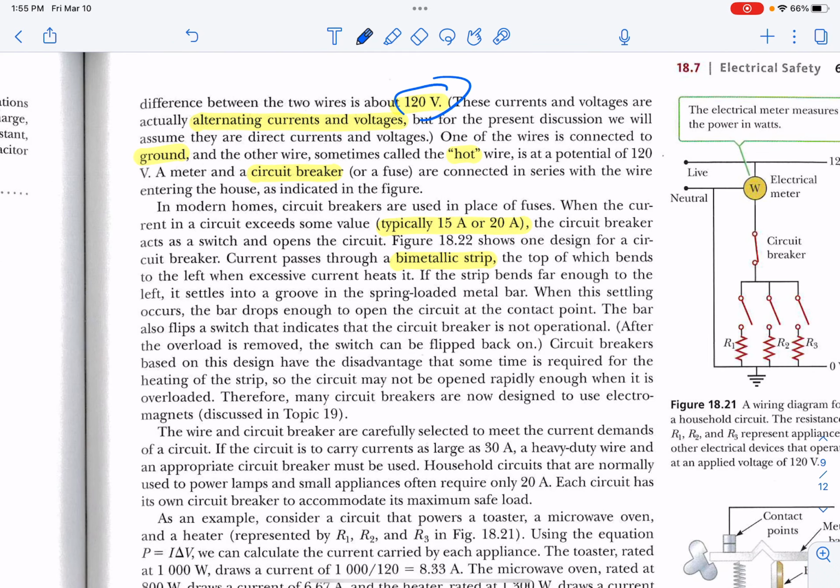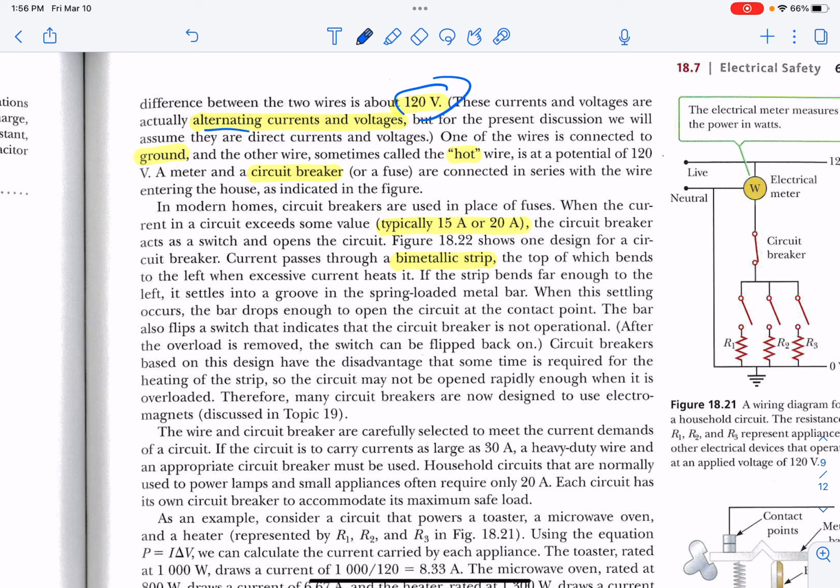You should know that typical voltage fluctuates between 110 and 120 volts. We can use 120 as ordinary voltage in the house. Of course, it's alternating, but we're going to treat it as if it were direct. It's not going to make any difference in the math. Ohm's law applies either way.